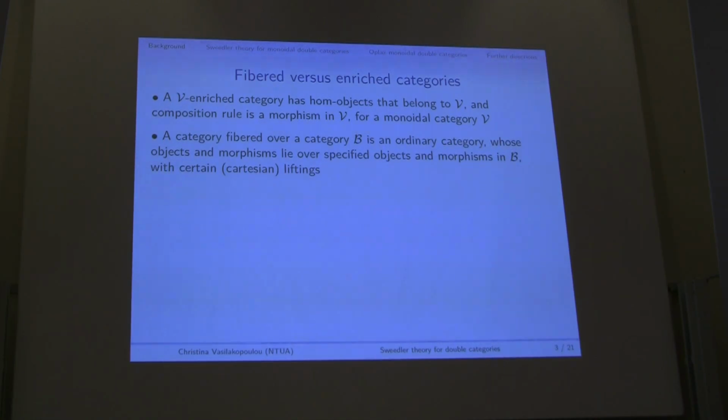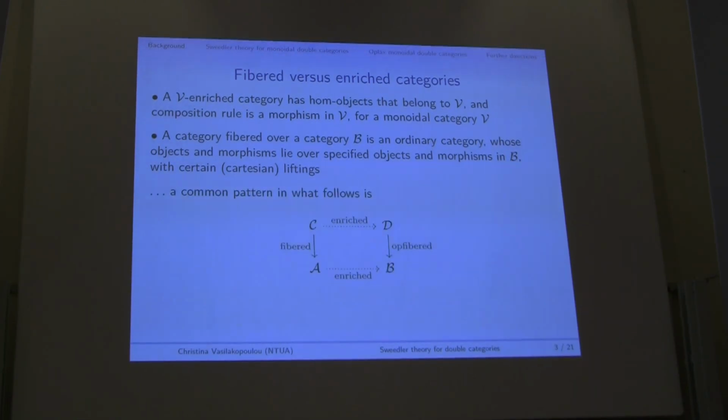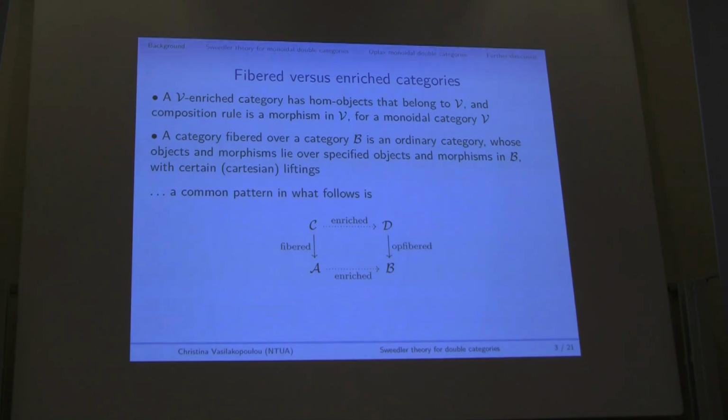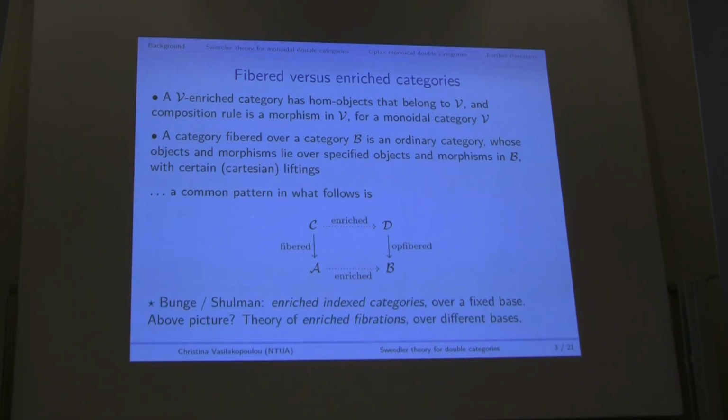Some people view these as different sorts of generalizing category theory, with a third one being internal categories. And in general, these do not go well together. I mean, they're not combined in an evident way, at least. But a common pattern in the results that we will see today is this picture, where on the left we have a fibration, on the right we have a non-fibration, and then the bottom and the top are enriched in one another.